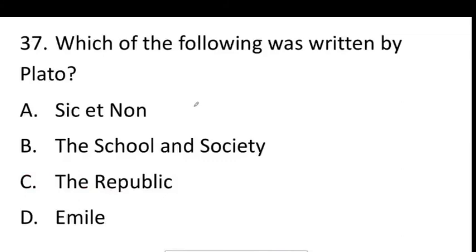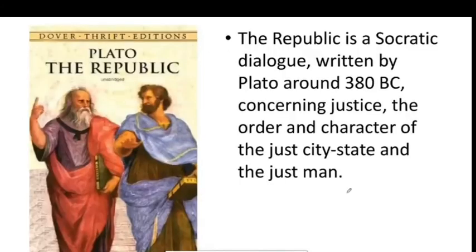Number 37. Which of the following was written by Plato? Is it Sic et Non, The School and Society, The Republic, or is it Emile? Okay, of course, we know Plato to be one of the most famous philosophers that we had, one of the most famous Greek philosophers. The correct answer would be letter C, The Republic. Okay, so this is The Republic. The Republic is a Socratic dialogue written by Plato around 380 BC concerning justice and order, the order and character of the just city-state, and the just man. So again, Plato wrote the very famous book called Republic.